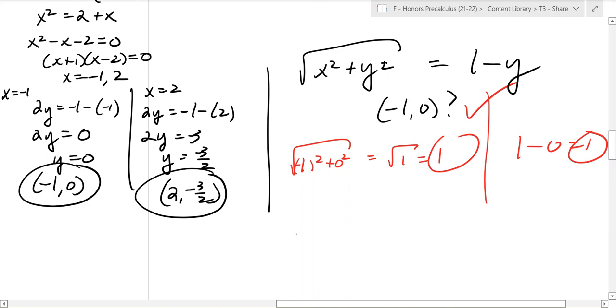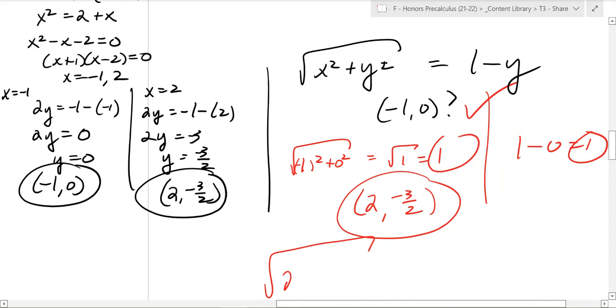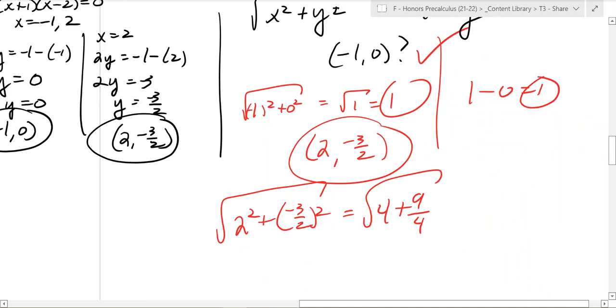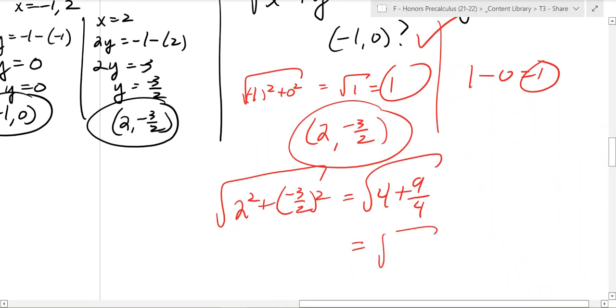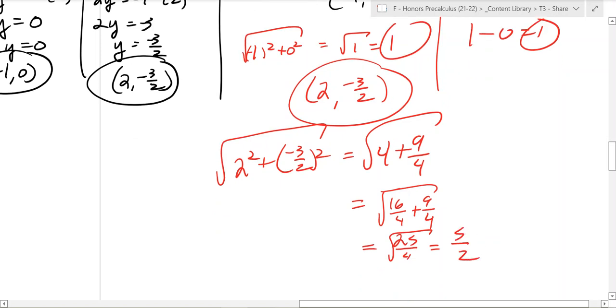What about the second one? The second point is 2 comma negative 3 over 2. You plug that in. So you get the square root of 2 squared plus negative 3 over 2 squared, which is going to be the square root of 4 plus 9 over 4. And does that equal the same thing on the other side? Let's add these together here. So this is equal to 16 over 4 plus 9 over 4, which is equal to 25 over 4 square rooted, which is equal to 5 over 2. So that's the left-hand side.